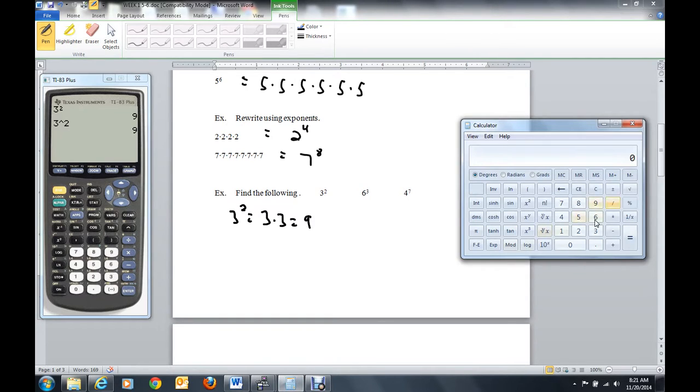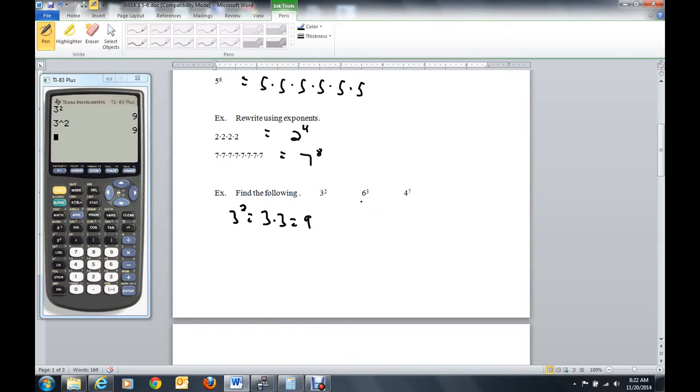Now if you have a scientific, this key right here, x to the y or y to the x, something like that, should be on your calculator. If the caret key isn't there, then you should see something like this. So what you want to do is hit the 3, the base, and then the caret key, and then the 2, equals. So that's how you do it on most scientific calculators.